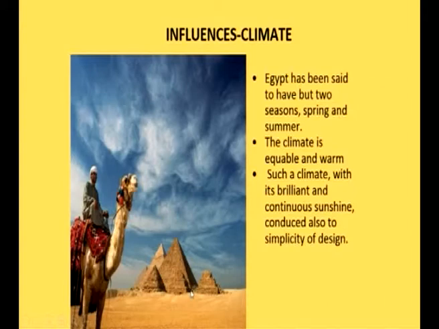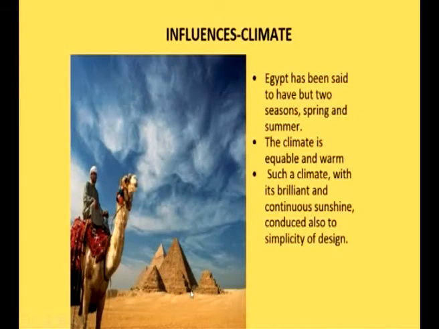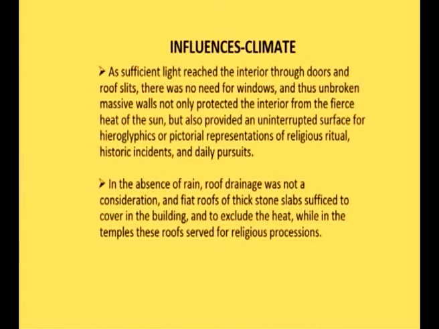Due to its hot and dry climate, there is neither fog nor storm which affected the Egyptian landscape. Egyptian architecture has been greatly influenced by the climate. The continuous sunshine was conducive to the simplicity of design and also to long lasting monuments. As sufficient light entered the buildings through doors and lintels, there was no requirement of huge windows, which helped greatly in the monumentality of Egyptian architecture.